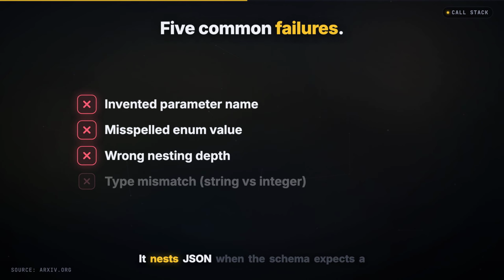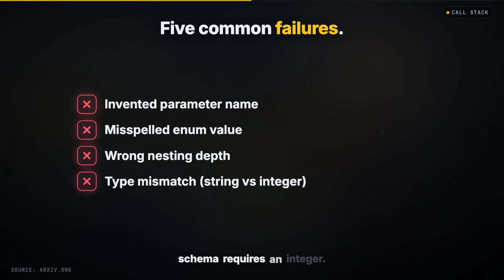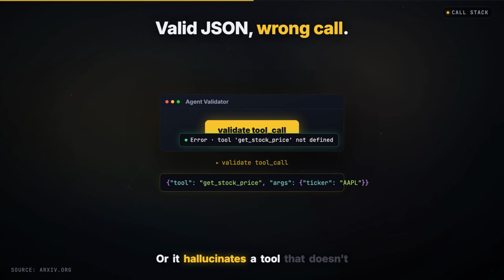It nests JSON when the schema expects a flat object. It outputs a string when the schema requires an integer. Or it hallucinates a tool that doesn't exist. All valid JSON structurally, but wrong semantically. Your validator rejects it, the call fails. The agent has to recover.